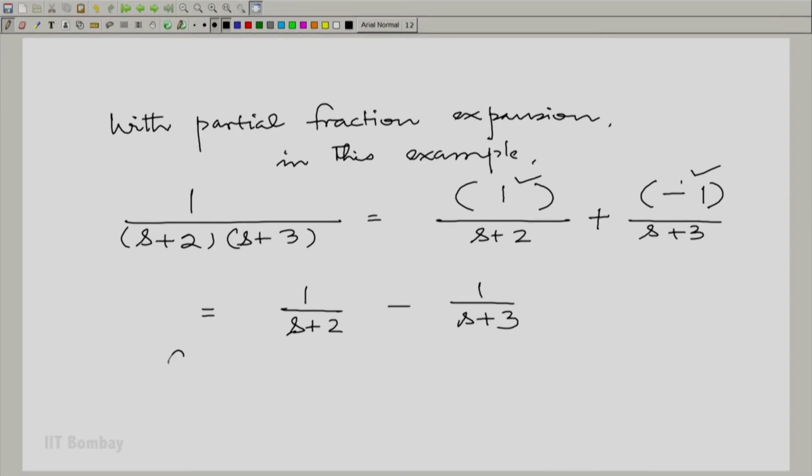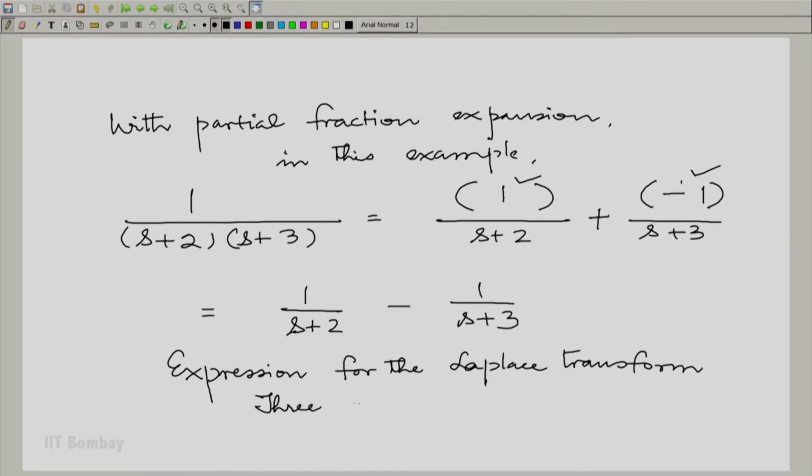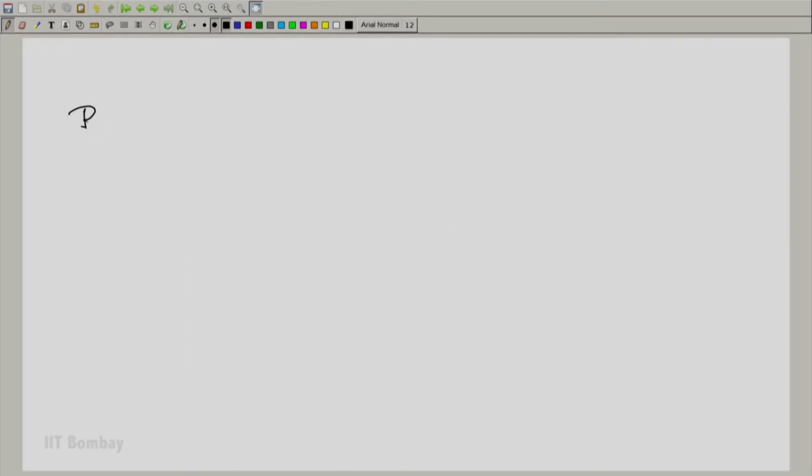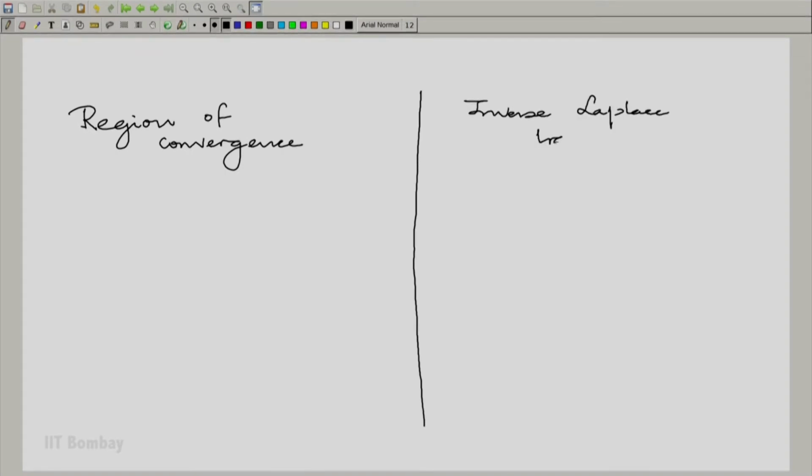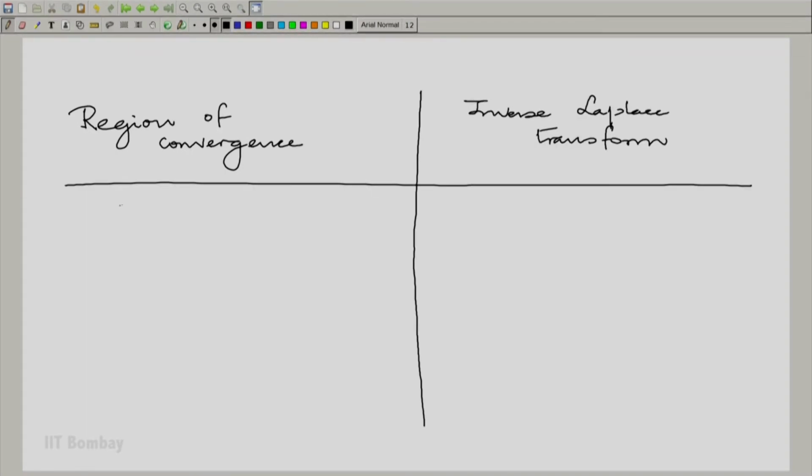Now, this is only the expression for the Laplace transform. There are three possible regions of convergence here. Let us write down each of these regions of convergence and the corresponding inverse Laplace transform. So, we will make a table: region of convergence, inverse Laplace transform. The first region is where real part of S plus 2 is less than 0 or real part of S is less than minus 2.